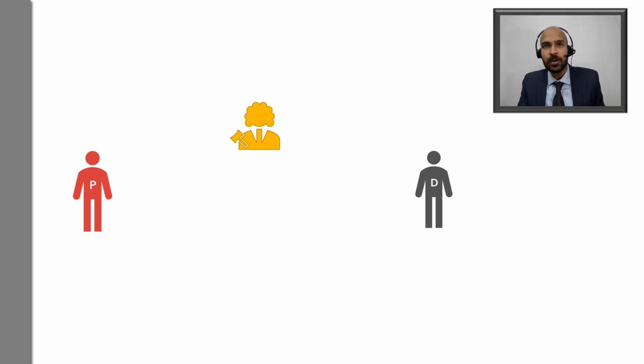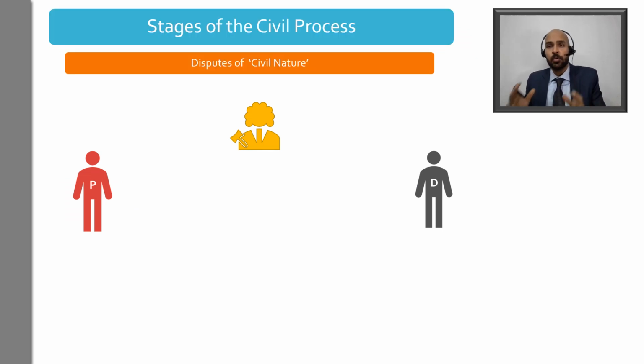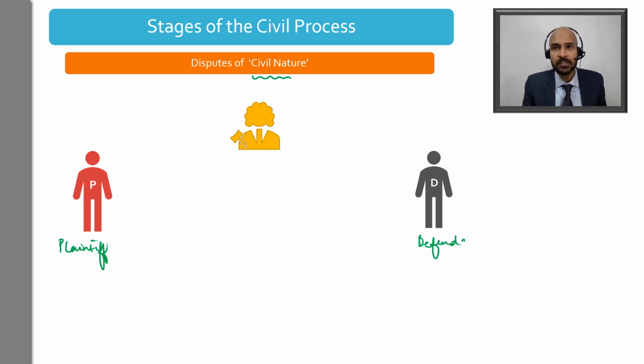Let me detail this now a little further. When you're talking about a civil suit, you're talking about disputes that are of civil nature. To know what disputes of civil nature are, you can have a look at section 9 of the CPC. But let's think of it like this. You have the court, and I'm representing it by this diagram. The two parties that you have are the plaintiff and the defendant. I've just highlighted and marked them for you as P and D.